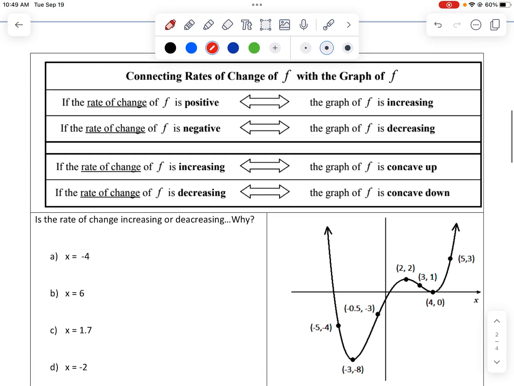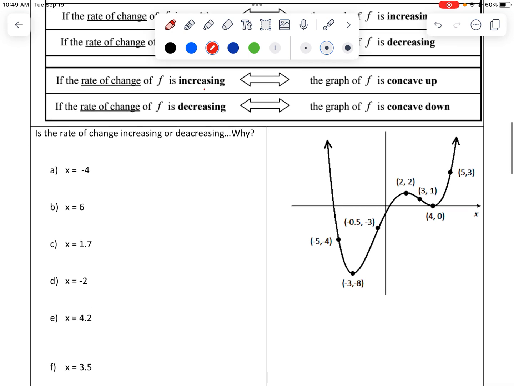So a couple things. If the rate of change is positive, it's increasing. If the rate of change is negative, it's decreasing. If the rate of change is increasing, it's concave up. If it's decreasing, it's concave down. It's kind of a summary there.